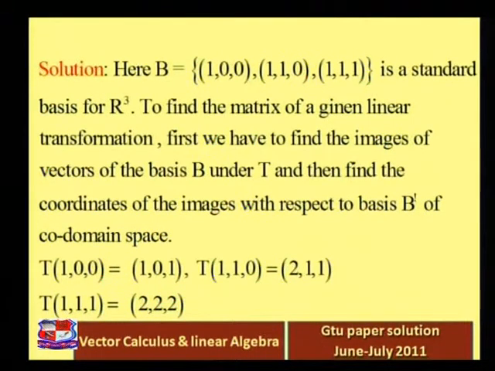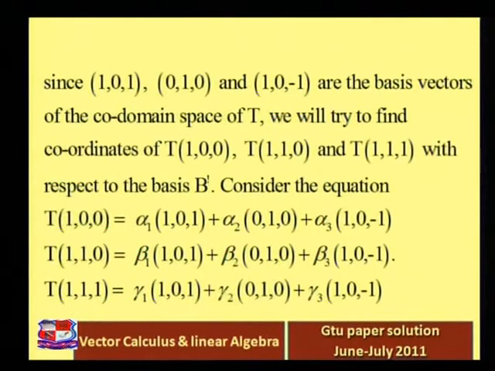Okay, so here are the images: (1, 0, 1), (2, 1, 1), and (2, 2, 2). Now we find the coordinates of the images with respect to the basis B'. That is our main target. Since (1, 0, 1), (0, 1, 0), and (1, 0, -1) are the basis vectors of the codomain space of T, we will try to find the coordinates of T(1, 0, 0), T(1, 1, 0), and T(1, 1, 1) with respect to the basis B'.